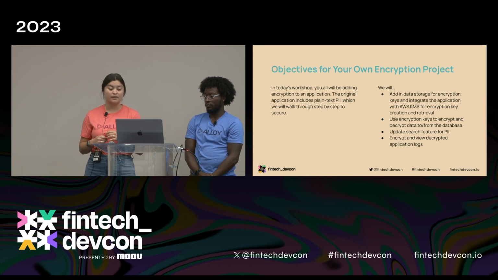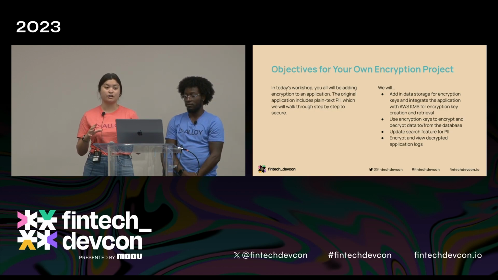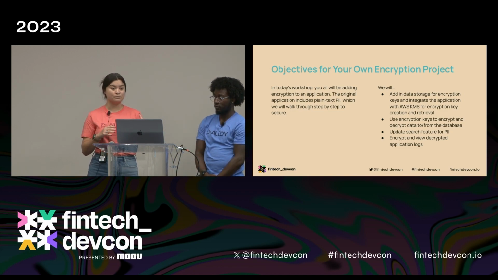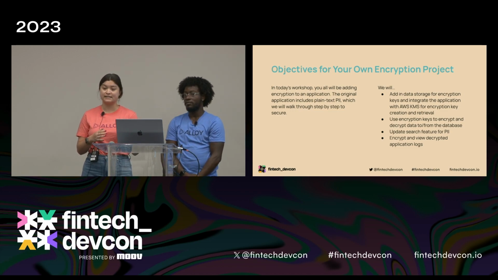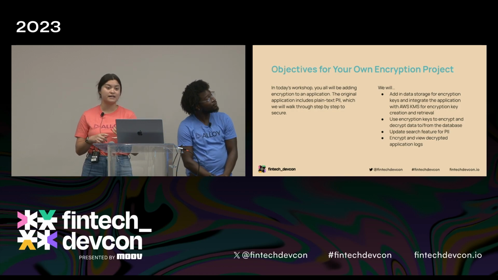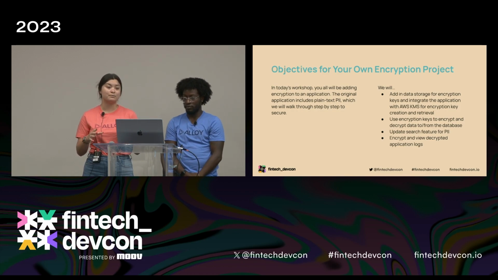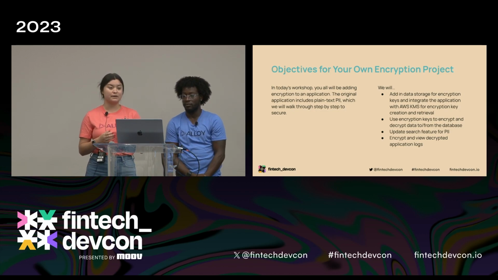So just a quick word on this. Right now, the application does support fuzzy searching. But once we update the database to no longer have plain text data and we'll have hash data and encrypted data, we need to also update the search functionality so that it can work with hash data. So that'll be the third section.